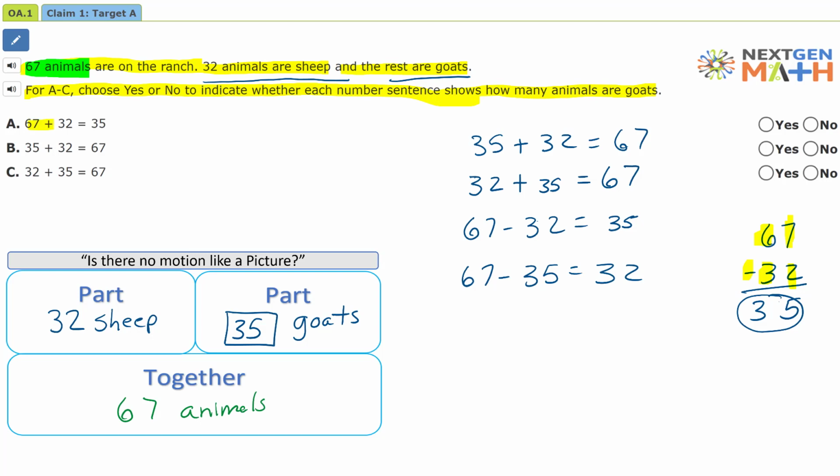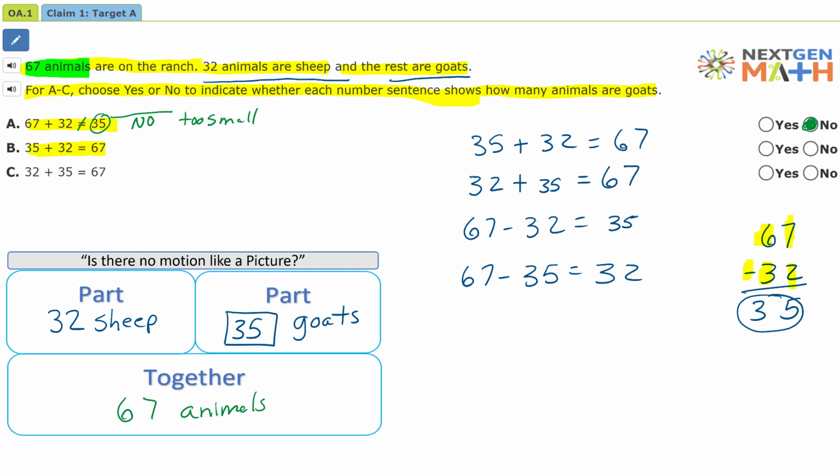Well, for A, 67 plus 32 equals 35. Well, this is a no. This is actually not equal, and that number is too small. It's too small. So A is a no.